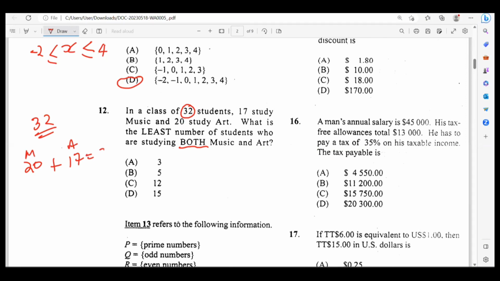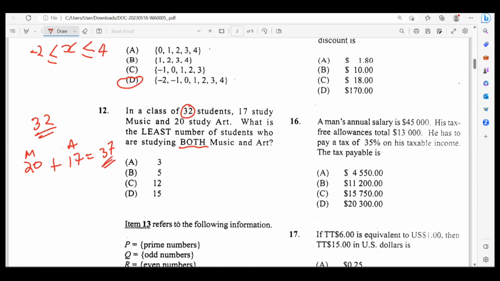When you add this, you realize you get... Sir, 17 for art. Sorry, I made a mistake. 5, sir. 17 for music and 20 for art. Yeah, man. All right. That's all right. But sir, we have answer 37. 5. Yeah, the answer will be 5.